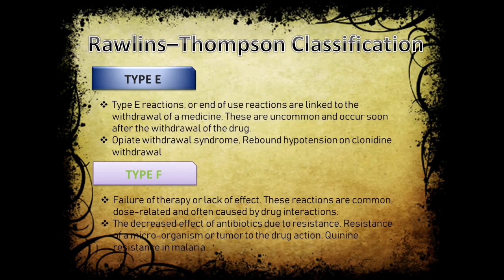So mosquitoes have also started developing resistance towards these mosquito repellent products. These are all categorized under type F reaction. It occurs sometimes due to lack of effect, or when the disease-causing organism gets resistance to the particular drug. So the drug is not able to produce the desired effect, and thus it may show lack of effect.